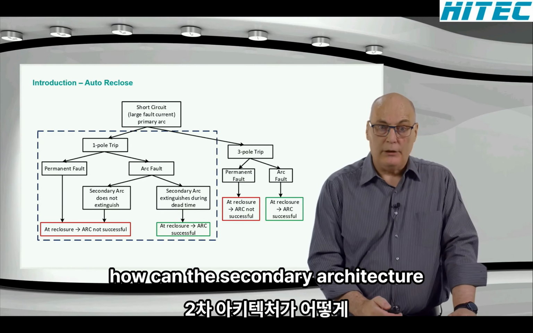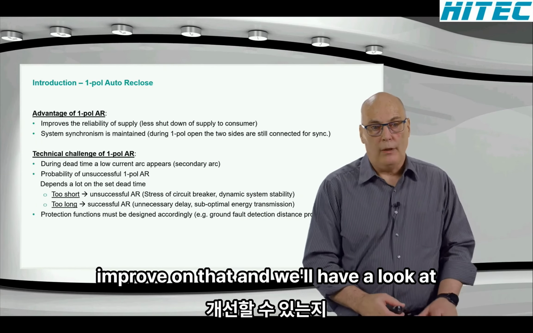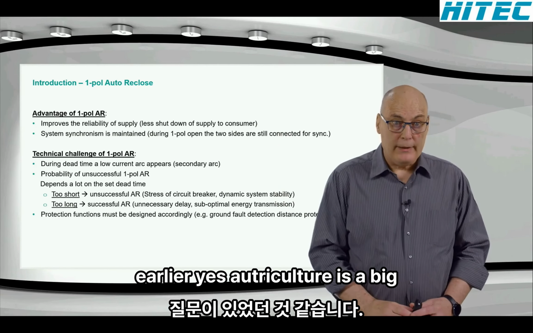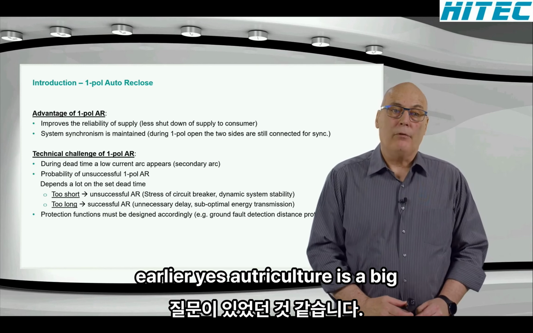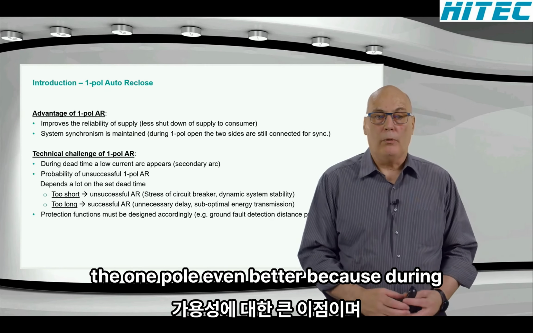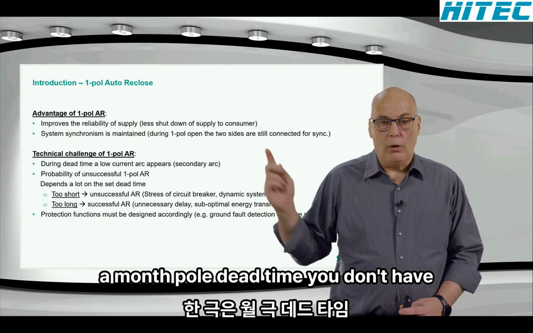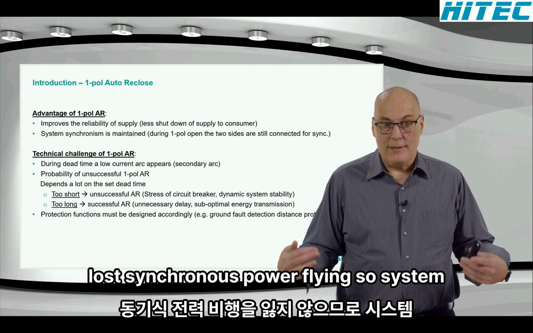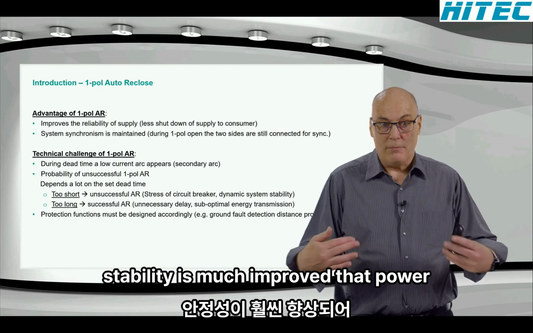How can the secondary arc detection improve on that? We'll have a look at that later on. So first of all, the advantage, I think we had the question earlier. Yes, auto reclosure is a big advantage for system availability, and the 1-pole even better, because during a 1-pole dead time, you don't have lost synchronous power flowing, so system stability is much improved.